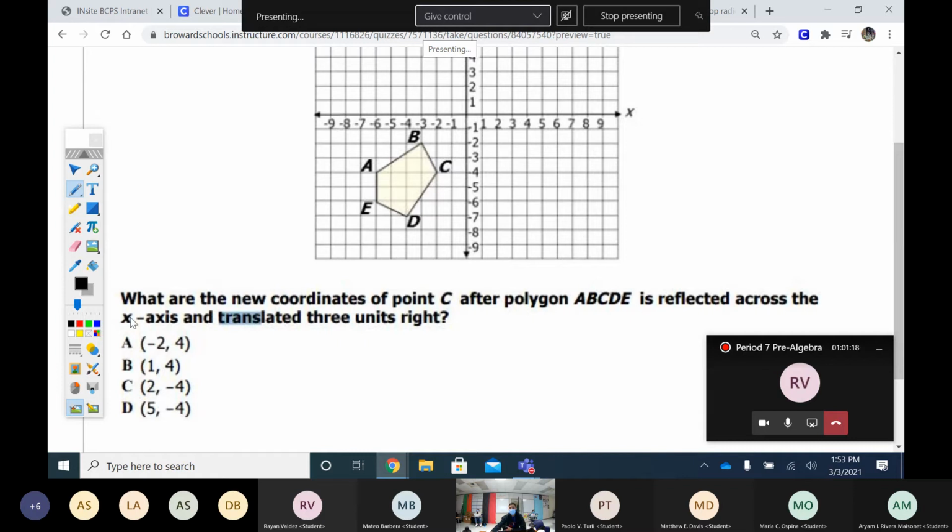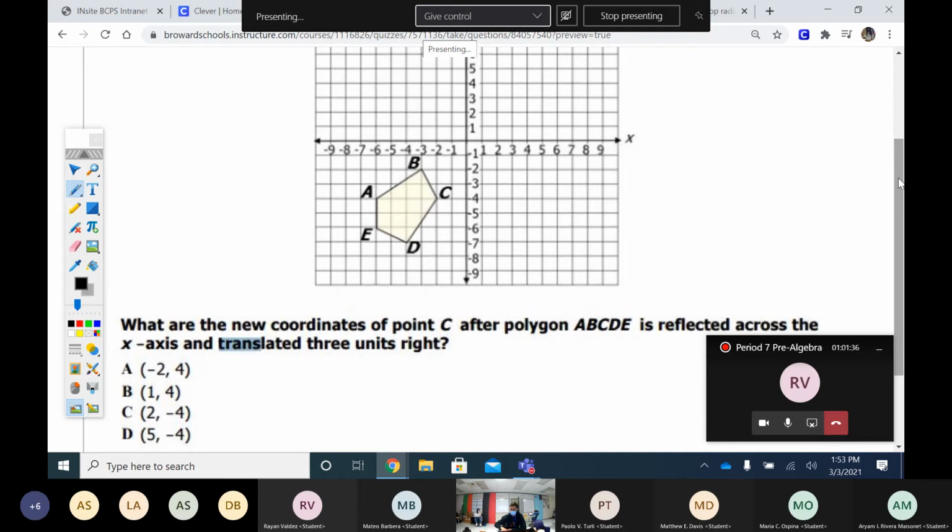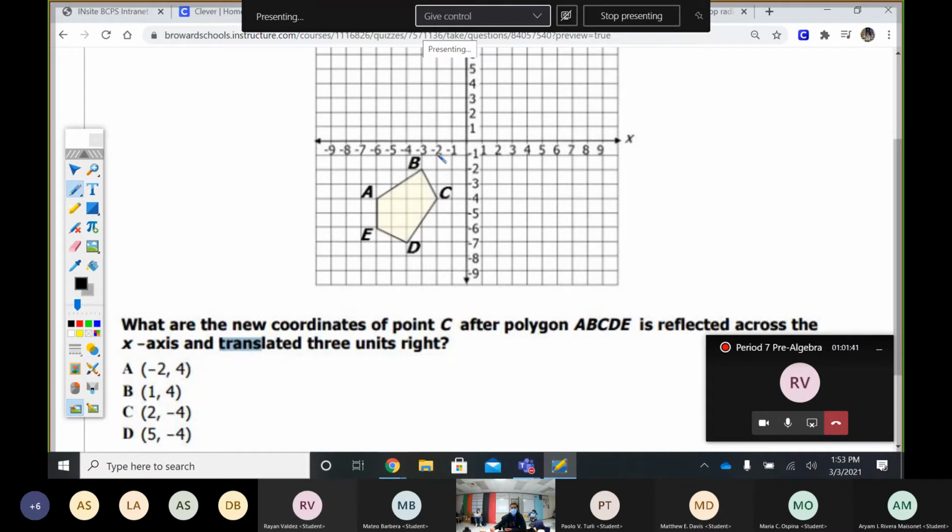Remember, it wants you to reflect across the X, which means you need to count to the X. Sorry, I thought it was Amy. But you want point C, right? That's the one that it wants. So if I reflect it across the X, I gotta count to the X. How many boxes is it to the X? 1, 2, 3, 4. But then it says you have to go to the.